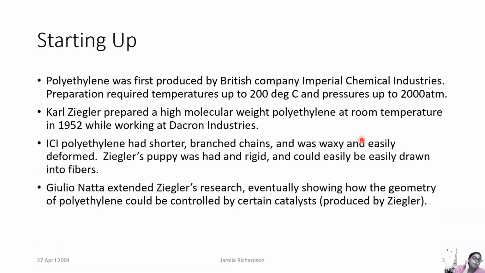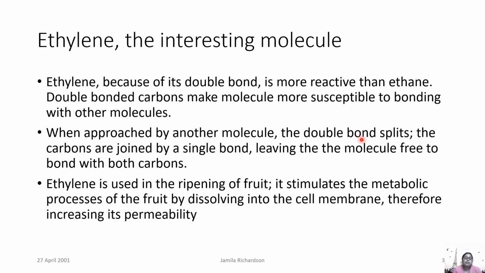We know that polyethylene was first produced by a British company, and then Carl Ziegler prepared a high molecular weight polyethylene at room temperature. But ICI polyethylene, which was prepared by Imperial Chemical Industries, had shorter branch chains and was waxy and easily deformed, whereas Ziegler-made polyethylene was hard and rigid and could easily be drawn into fibers. Okay, and ethylene is an interesting molecule because of its double bond. Correct. Ethylene, because of its double bond, is more reactive than ethane.